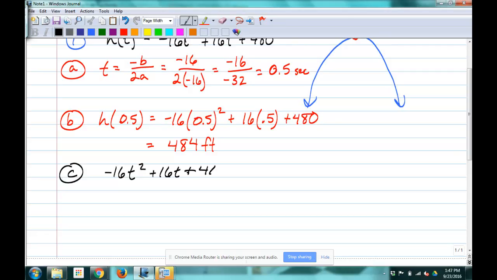Plus 480 equals 0. And we solve that. What are the ways we have to solve? We could... okay, well, why would we do that? No, we don't.